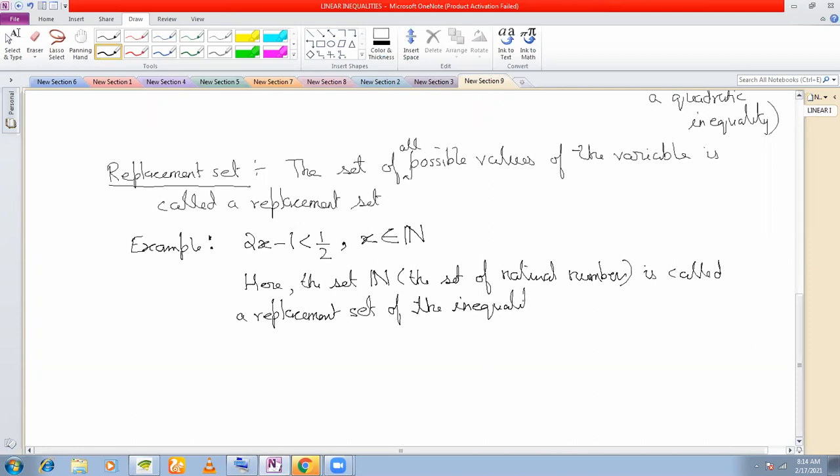Okay. So, but what does it mean? It means that in this inequality, x, this variable, can only be a natural number. Okay. x belongs to N means x here, this variable can only be a natural number. It can be 1, 2, 3, 4, 5, 6, and so on, but it cannot be -1, -2. It cannot be half. It cannot be 1/3. Clear? So that is what replacement set means.